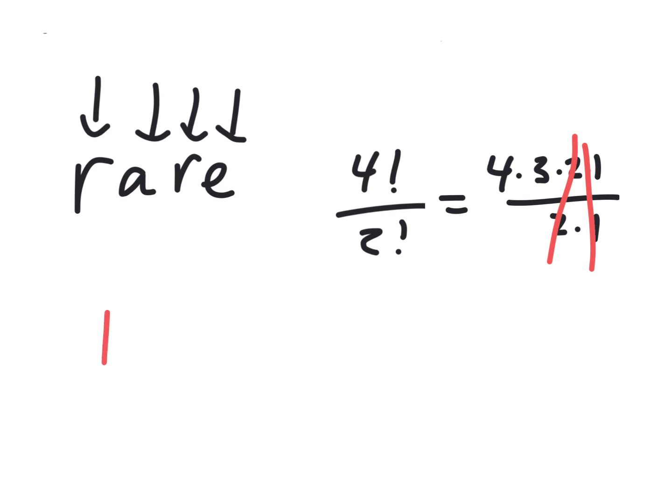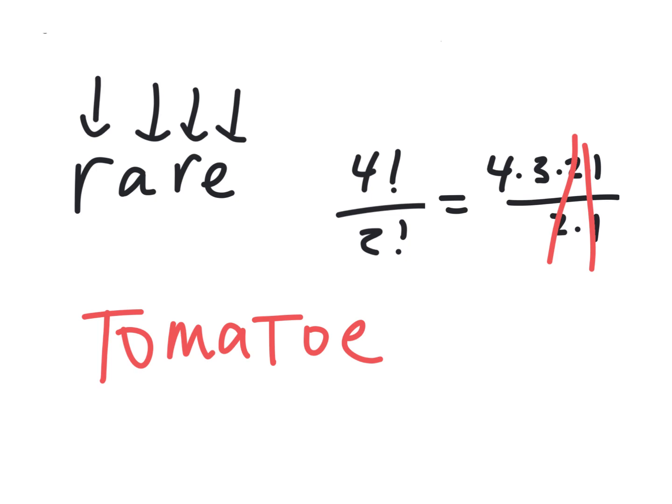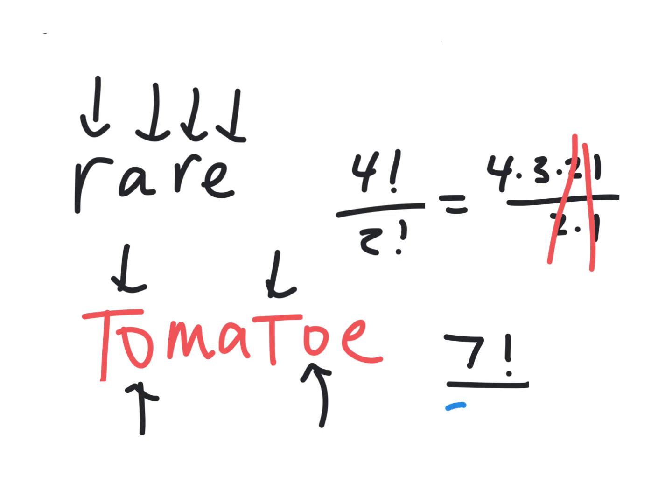All right, would you agree the word tomato has 2 T's and 2 O's? Well, there's 7 things, so it's 7 factorial over, and I don't think we'd even give you anything that's this hard, but there are 2 things that repeat. So 2 factorial and an extra 2 factorial, because there was 2 things that had 2 in it.